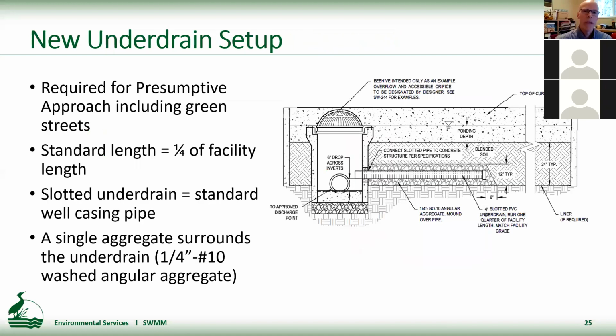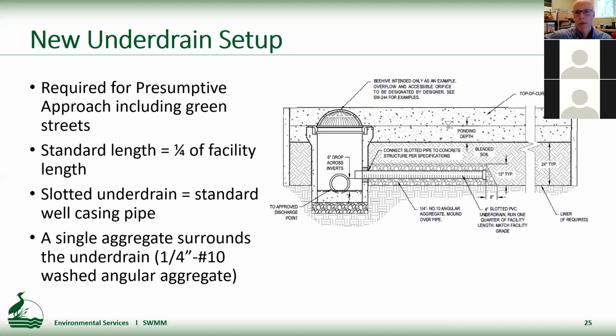Okay, so here's the new underdrain setup. I'm going to talk about the whys of it and provide more detail, but I wanted to just give you a sense of what it is. On the right there, you can see that cross section, and it's required for the presumptive approach and green streets. So we're going to see most facilities with underdrains that are designed under the presumptive or performance approach comply with this new requirement.